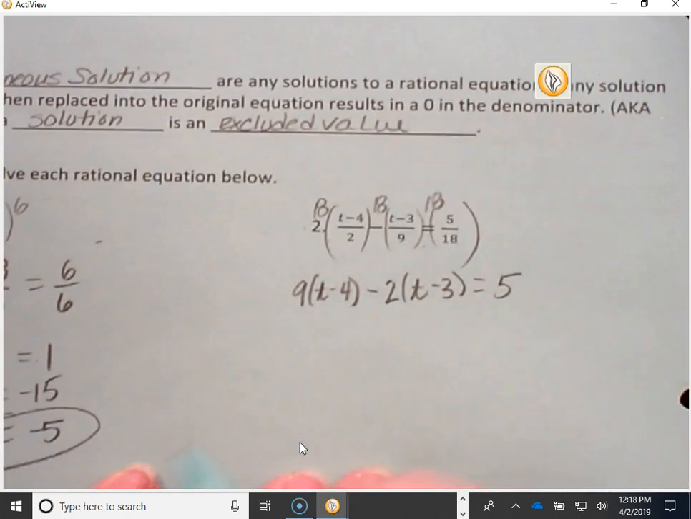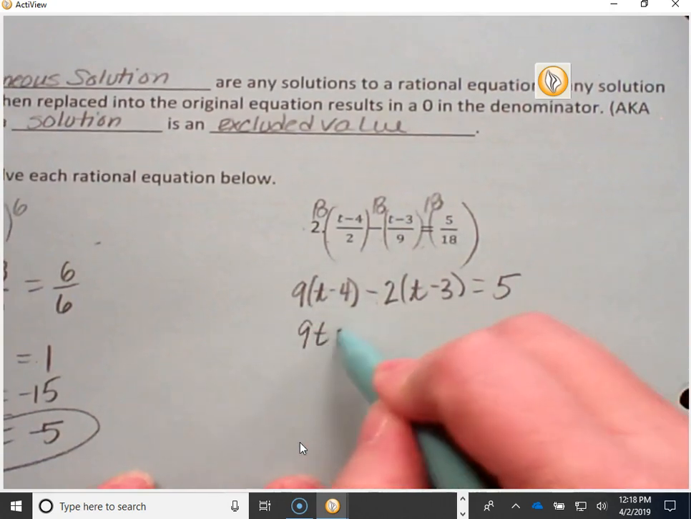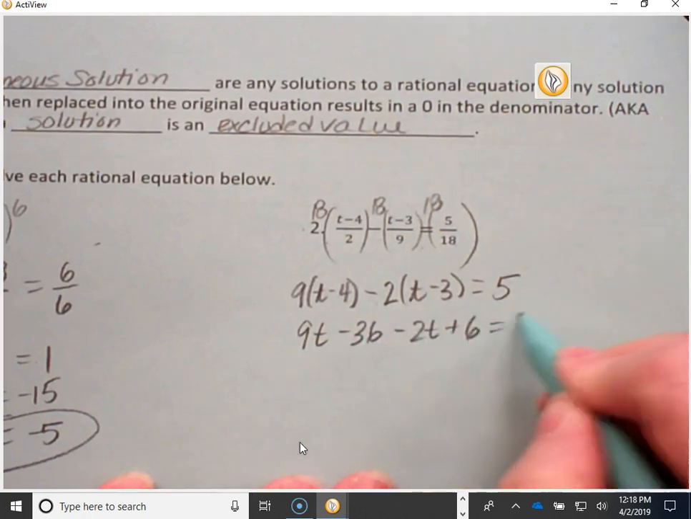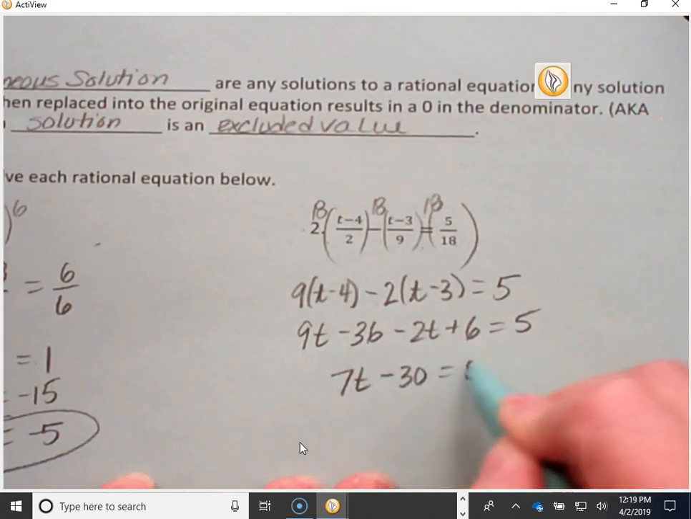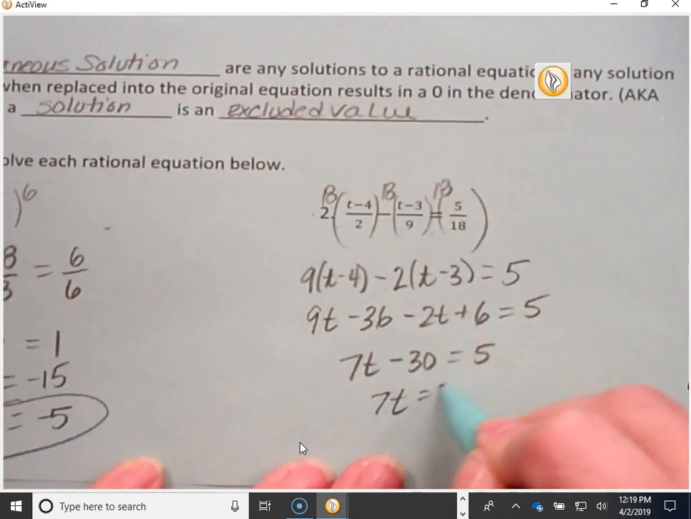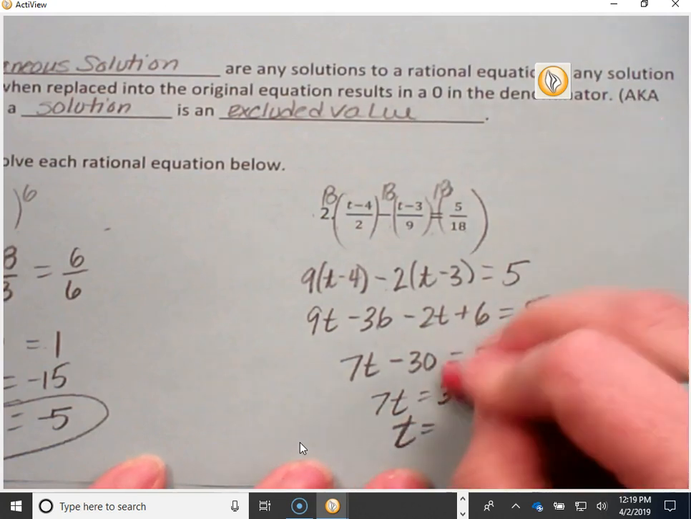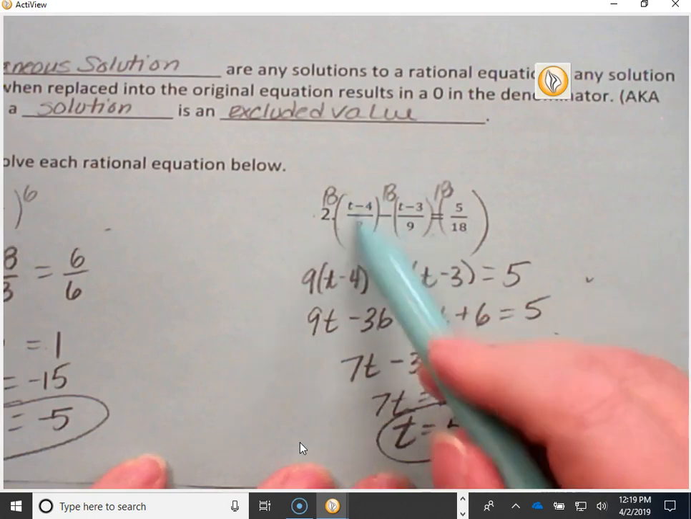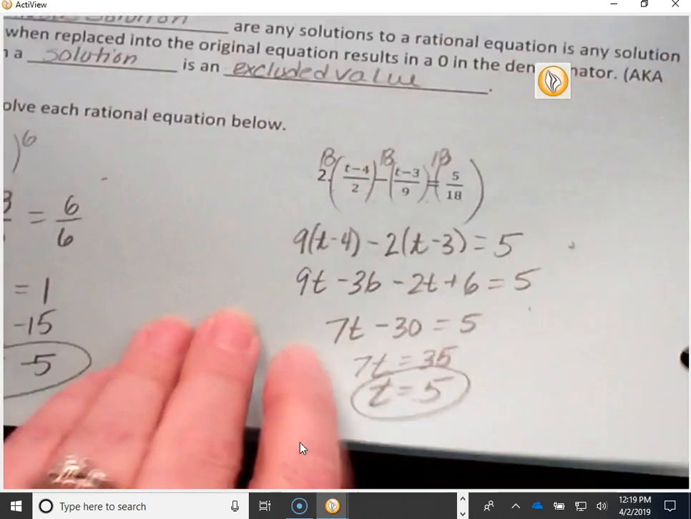So the cool thing about this is since we had that minus in the middle, we're just going to distribute that negative 2 through. So we have 9t minus 36 minus 2t plus 6 equals 5. So 7t minus 30 equals 5. So 7t equals 35, and so t equals 5. And again, if you try to put 5 in your denominator, it's all numbers. So that's what we're going to be doing. Okay?